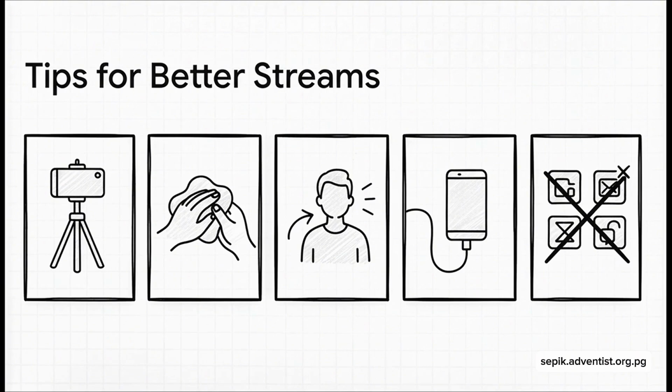First, please use a tripod. A shaky camera is just distracting. Second, clean your lens. A single fingerprint smudge can make your whole shot look blurry and unprofessional. Make sure you're facing your main light source so people can actually see you. Keep your phone plugged into a charger. Streaming eats battery like crazy. And finally, close all your other apps. This dedicates your phone's power to the stream and helps prevent it from overheating.